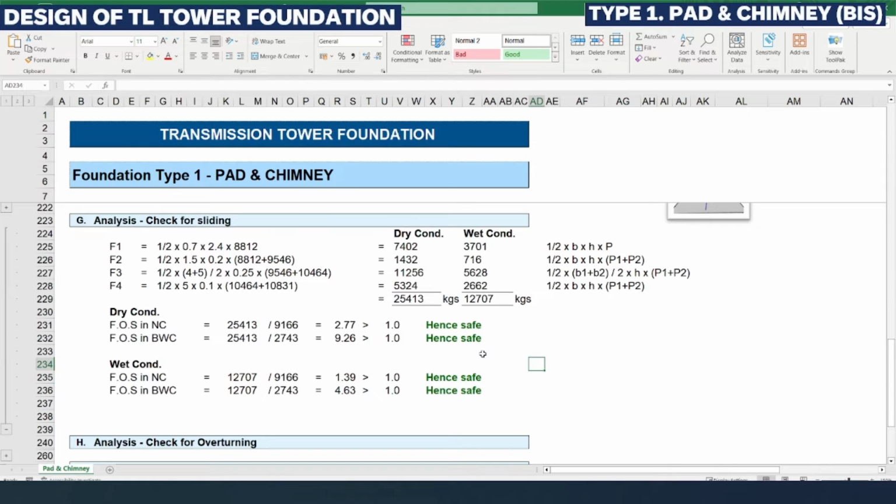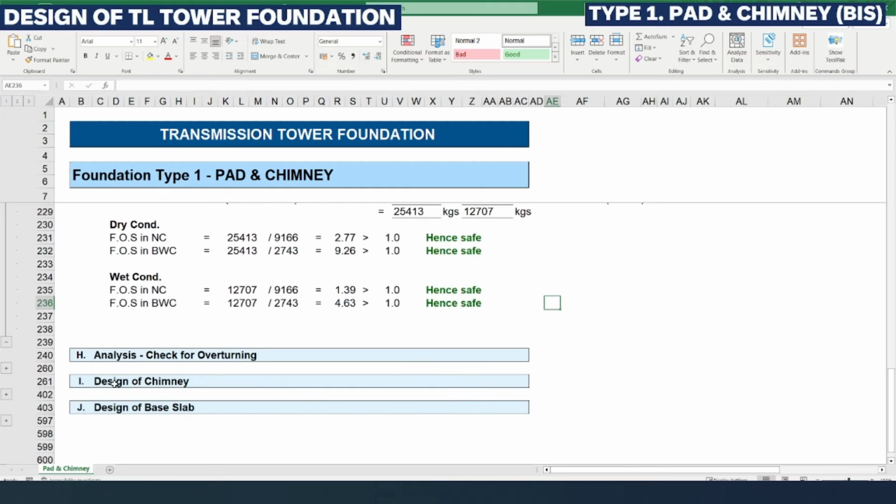Even for most transmission line towers, it is better to consider only the passive earth pressure coefficient along with that force to check for sliding. Next we can go for the check for overturning.